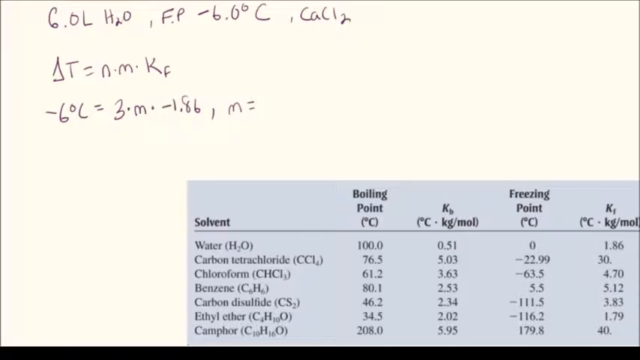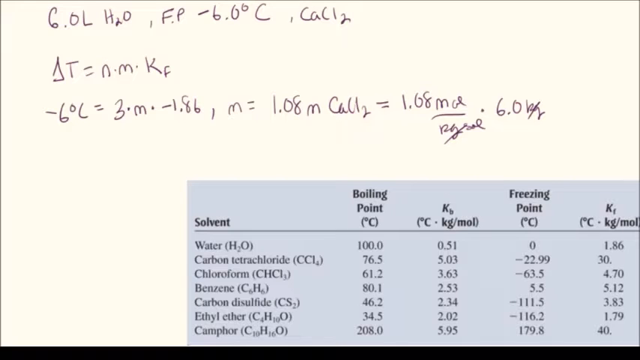So when I do a little bit of algebra, I solve my molality. I wound up with 1.08 mole CaCl2. And if you recall, that means I have 1.08 moles per kilogram of solvent. And if I want to just work this in a way I can cancel my units, I have 6 liters. 1 liter is about a kilogram, so we can say that's 6.0 kilograms of water. And that's going to leave me with 6.45 moles of CaCl2.